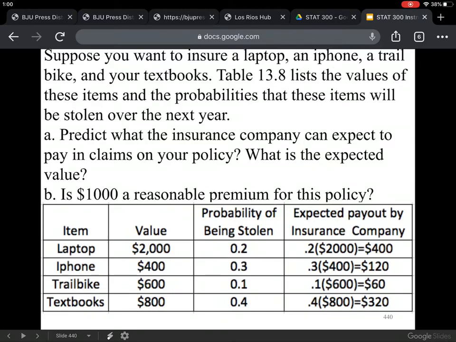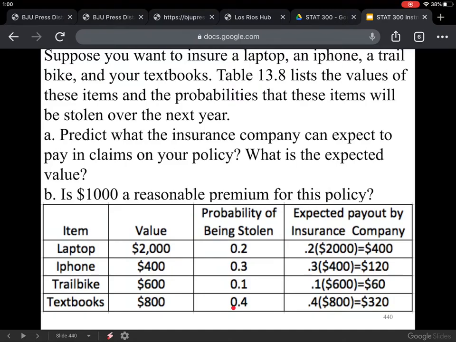If you take a look at this table, the laptop has a value of $2,000. The iPhone has $400, the trail bike $600, and textbooks, whoa, $800. The probability of each one of these being stolen is given in this column. Notice that these do add up to 100%, right? These are the only things that are going to be stolen. Of course, other things can be stolen, but you're not including them in your insurance policy.